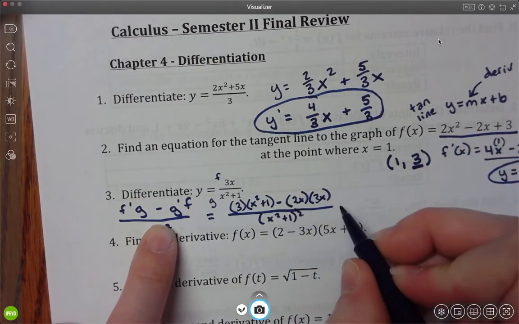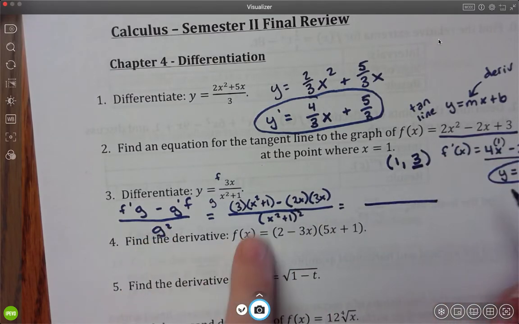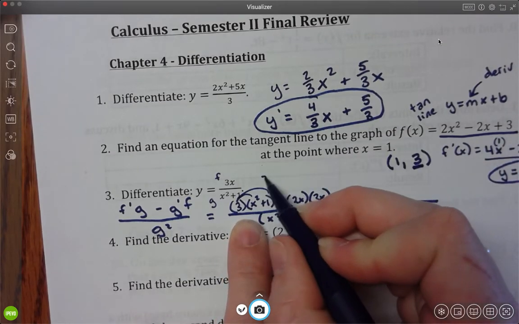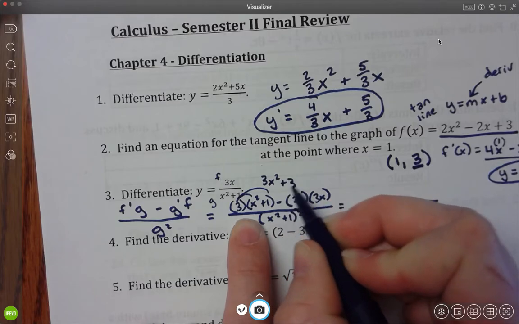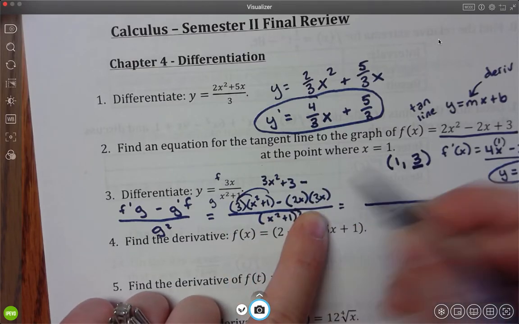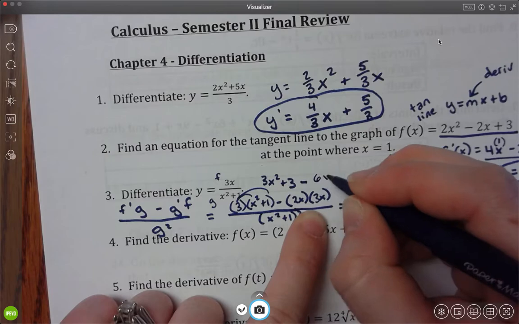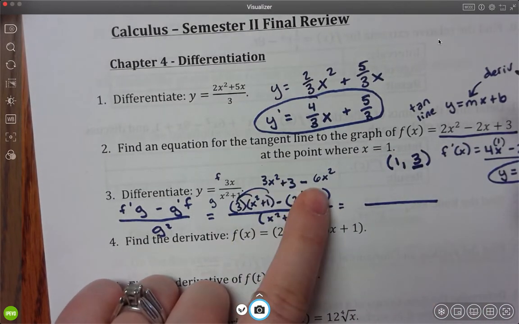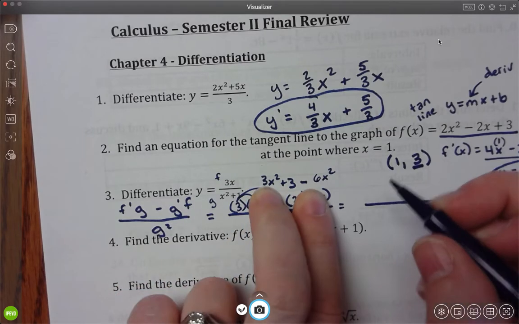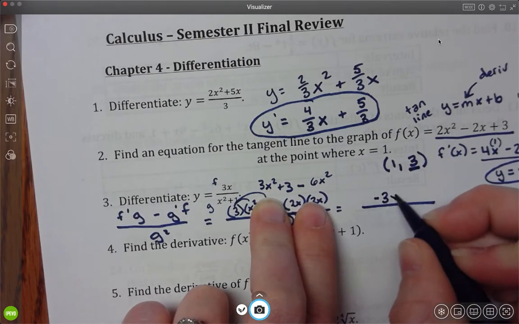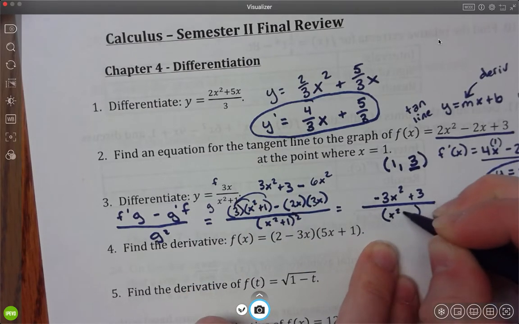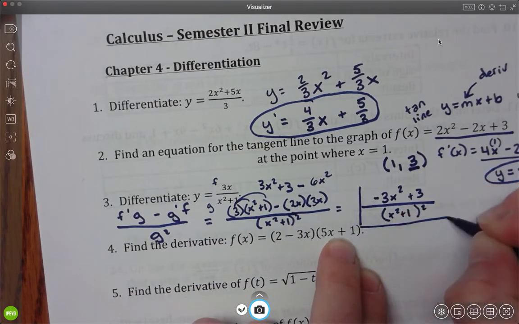All right, if we simplify the top just a little bit, I'm going to distribute the 3 through. So I will have 3x squared plus 3 minus 2x times 3x, which is 6x squared. Okay, and then if I do one more thing where I combine like terms on the top, 3x squared minus 6x squared is going to be negative 3x squared plus 3, all over, I'm going to leave the bottom, x squared plus 1 squared, there it is.